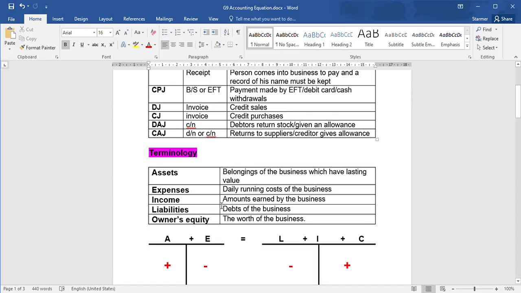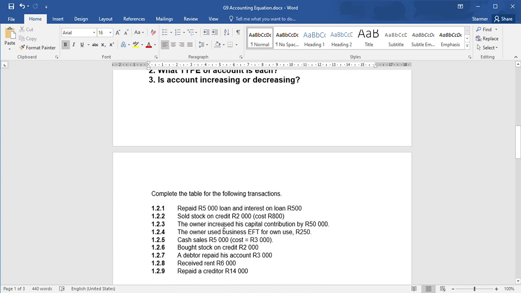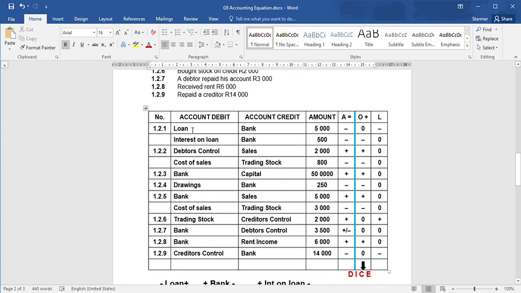Income are amounts earned by the business, for example, sales or rent income. Liabilities are debts of the business, what you owe to outsiders, like a loan or creditors control, and owner's equity is the worth of the business. Now, when we're doing this aspect of the table, this is the aspect that I find pupils find more difficult, so that's what I'm going to focus on. If you're systematic and follow what I suggest, you've got more chance of getting this stuff right.